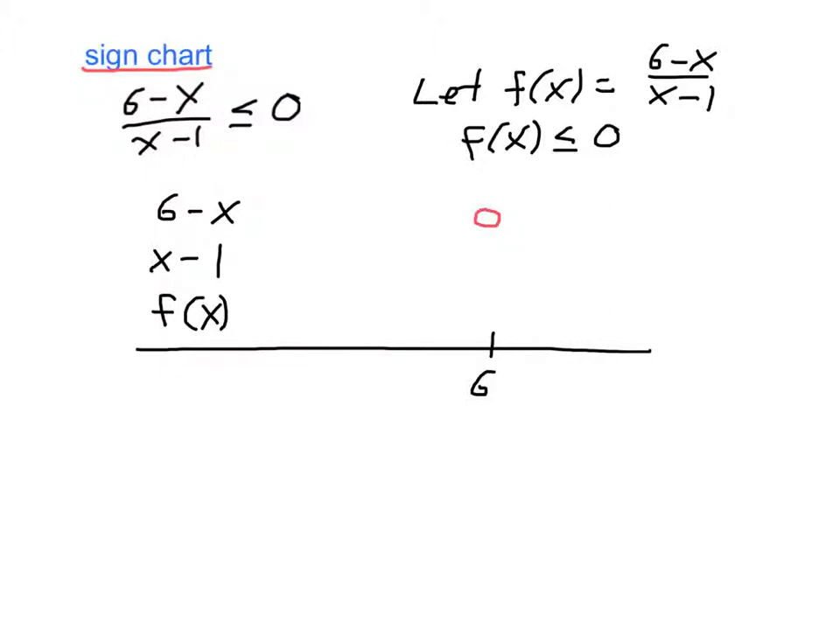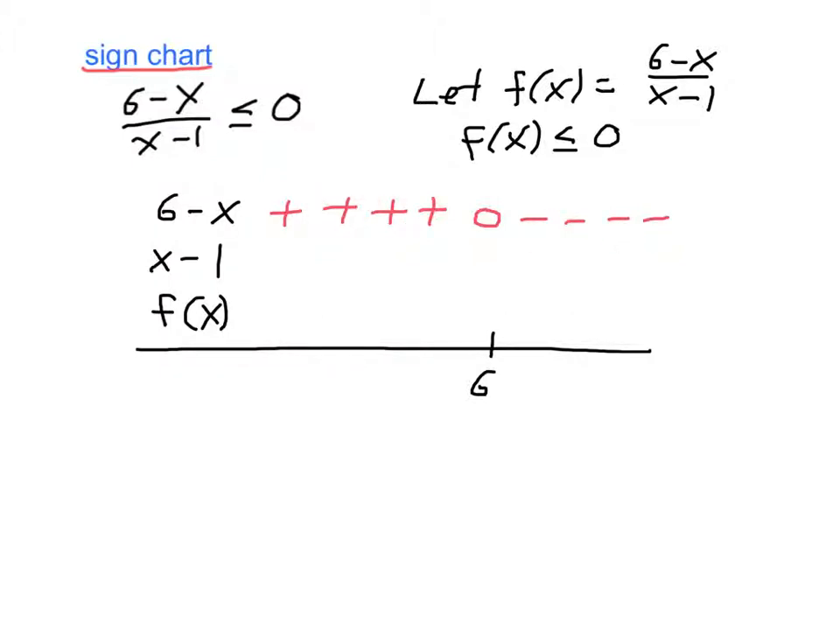Now, if I pick a number bigger than 6, like say 7, 6 - 7 is negative, less than 0. So that's going to be negative on that side. And if I pick a number smaller than 6, like say 0, 6 - x would be positive. Another way to look at this is that 6 - x is in fact a decreasing function because the slope is negative. It starts off positive and then ends up negative.